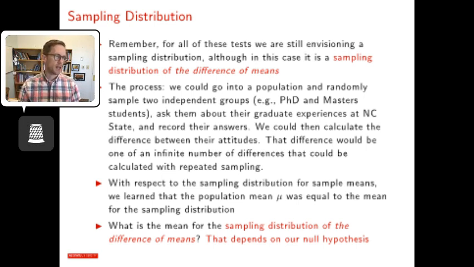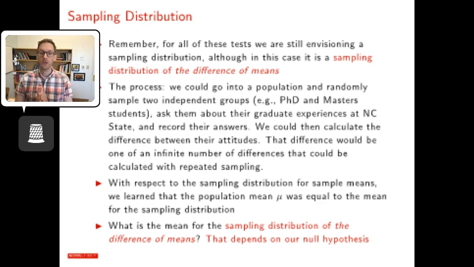I can't get every one of them, but I go down to the 4th floor and I find some and I ask them my questions, right? I give them a survey, let's say. And then I go back and I collect my data. Well, obviously the difference between those two groups from the sample that I have will just be one of an infinite number that I might sample from this population, especially if we think about all masters and PhD students, okay? So we could, with repeated sampling, go in and create a sampling distribution of these differences, okay?